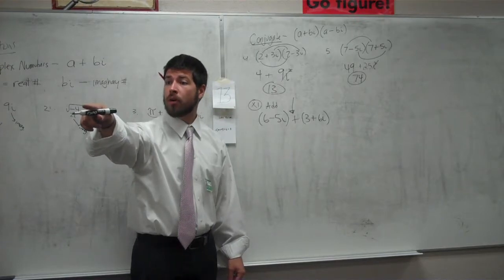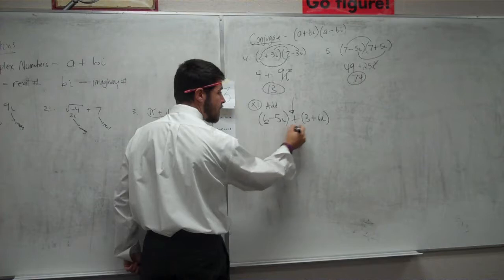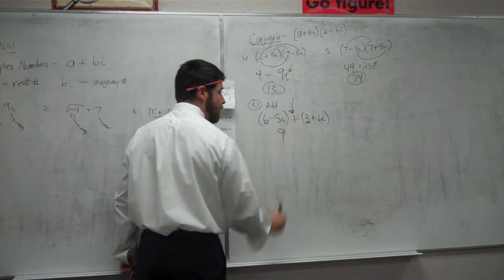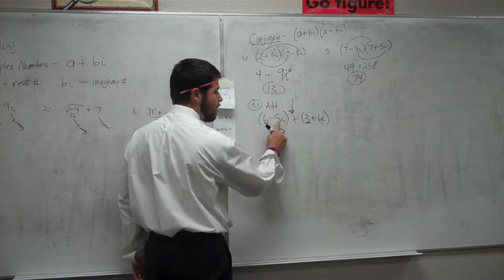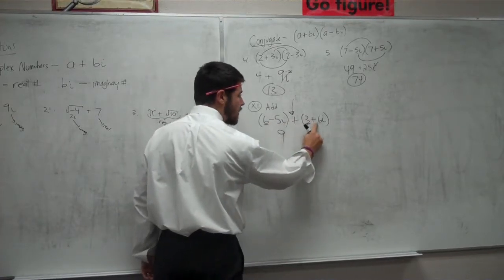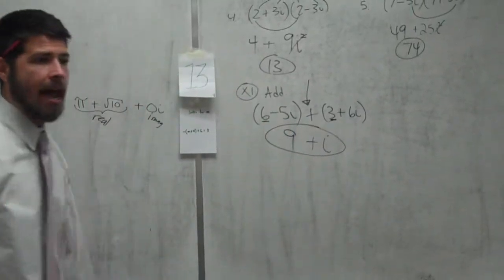What's the real part of what you just said? The real part is 6. The real part is 3. Add them together is 9. Be careful. Negative 5i plus 6i is just 1i. So it's 9 plus i.